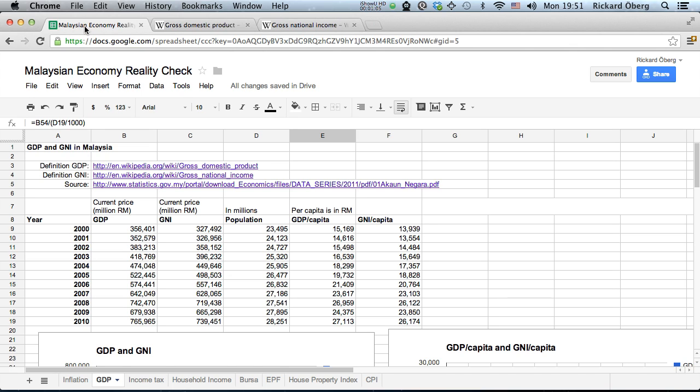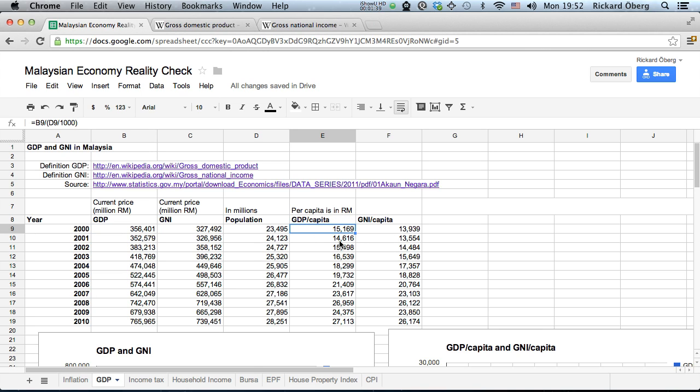What I've done here is that I've taken the GDP and GNI numbers for the past 10 years, from 2000 until 2010, from the statistics.gov.my website, where there's a PDF that contains these numbers. It not only has the numbers for the total GDP and GNI, but it also has it per capita, per person. So you get to see how the whole country is doing, and then you get to see the productivity, so to speak, of each individual.